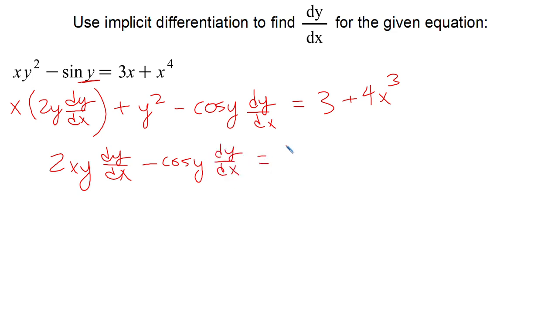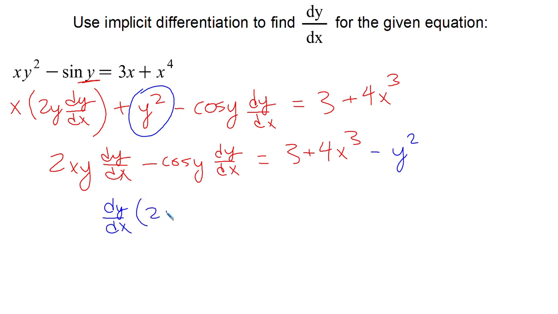But we will move that term that was on the left, the positive y squared, the one that did not have a dy dx in it, to the right-hand side. That allows us to factor out dy dx from the left. So 2xy minus cosine y.